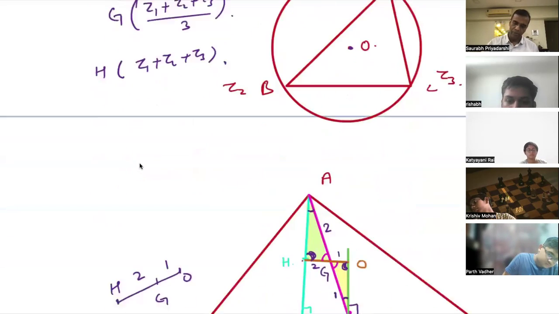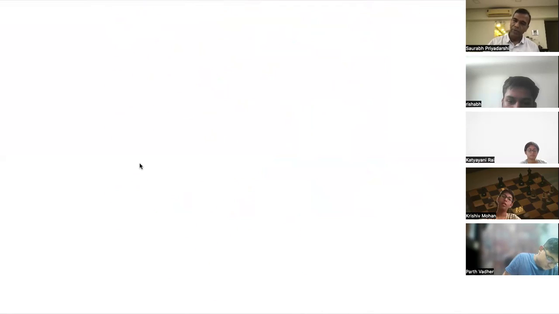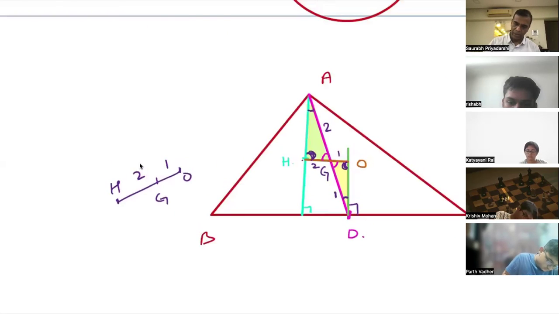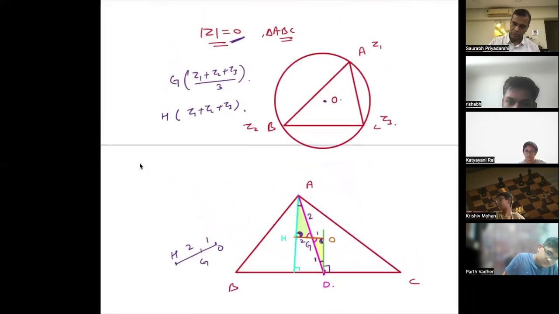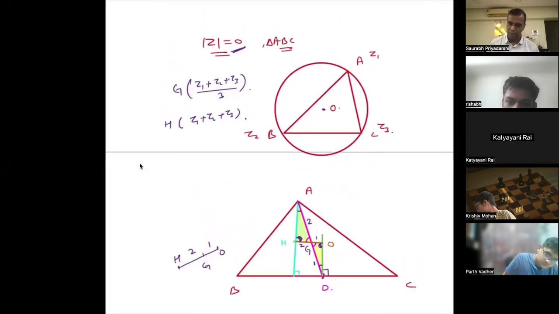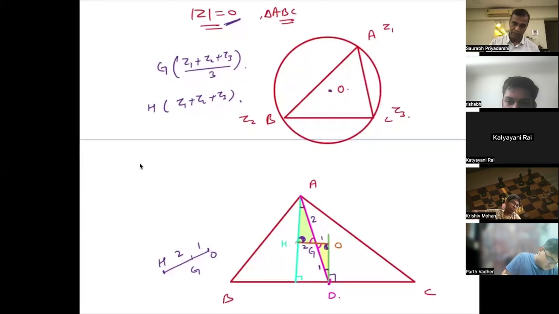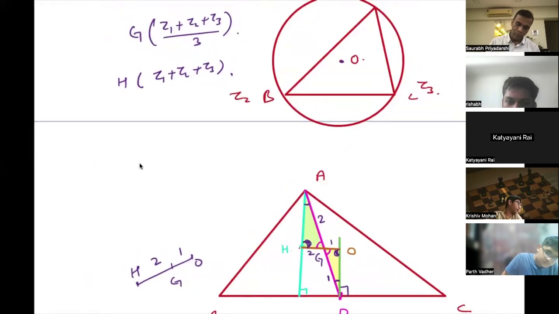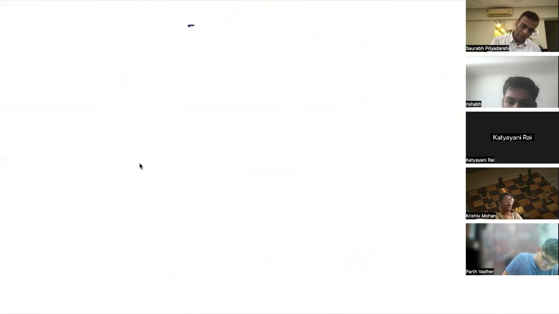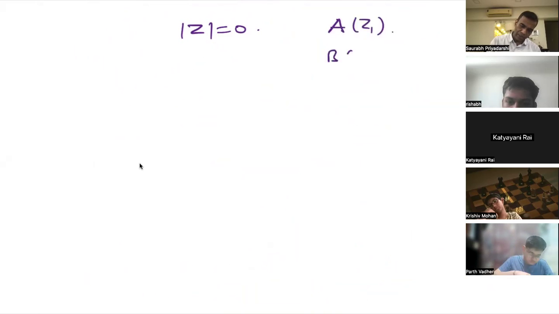Okay. Now, comfortable everyone? Done everyone? Right? So this is how to use this now. Let's suppose I'm giving you a question. Mod Z is equal to 0 is a complex number, and A is Z1, B is Z2, and C is Z3.